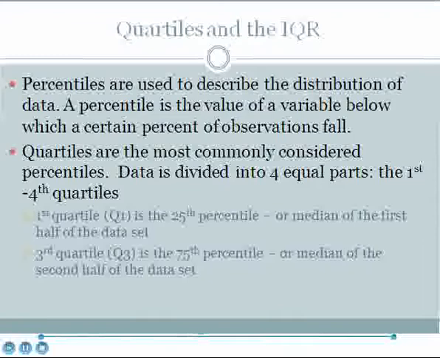Quartiles are the most commonly considered percentiles. Quartiles divide a data set into 4 equal parts, the first through 4th quartiles. The first quartile, Q1, is the 25th percentile of the data set, or the median of the first half of the data set. The third quartile, Q3, is the 75th percentile of the data set, or the median of the second half of the data set.